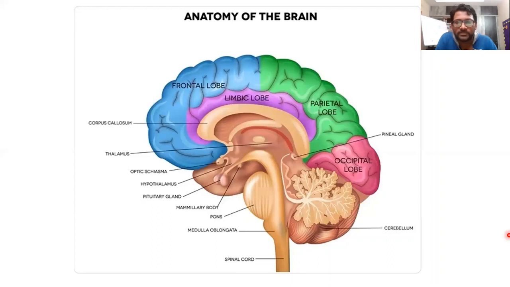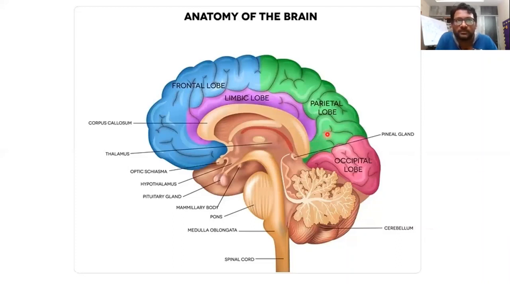It coordinates motor functions based upon the integration of motion and positional information from the inner ear and individual muscles. So it gets information from individual muscles and from the inner ear so that coordination is possible. It does not initiate muscle movement, but plays a major role in sensory and motor functions. This is about the hindbrain.